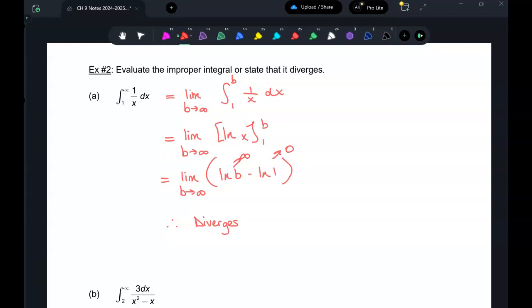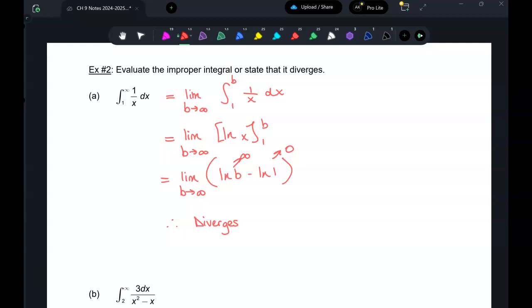What are you saying, ln of infinity is infinity? Yes, in this case ln of infinity is infinity. If I add 1 over 1000x, it'll still diverge.